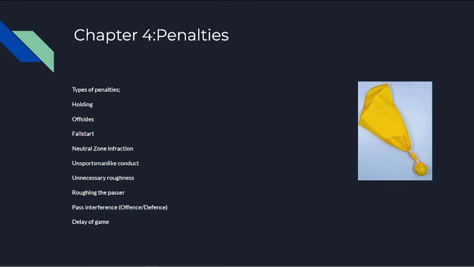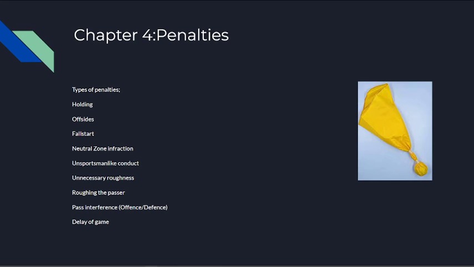Unsportsmanlike conduct is basically like, what's a good way to put this? Just like bad. It's not nice. It's bad. It makes you look bad. Unnecessary roughness is when you're overly rough. Literally, it's its own definition. Roughing the passer is when you hit the quarterback after he has thrown it.